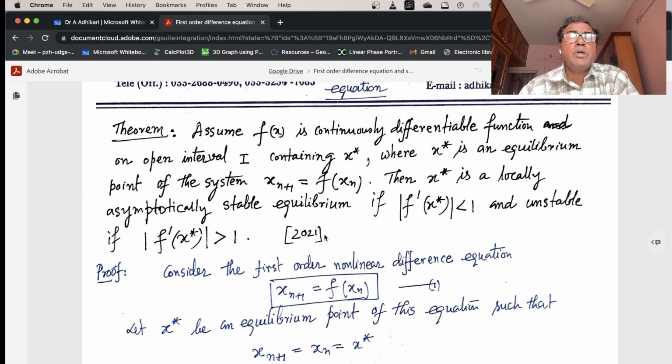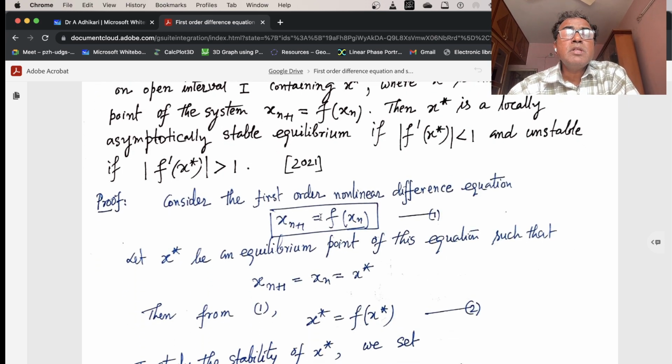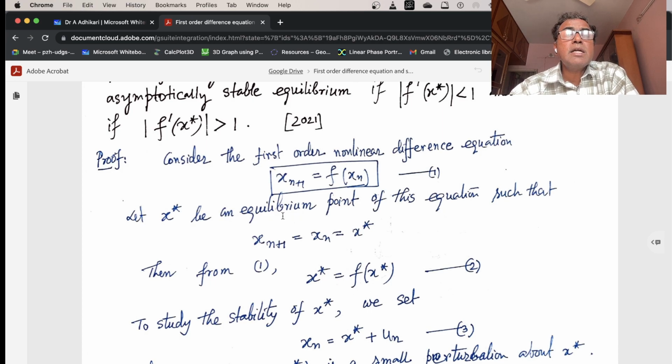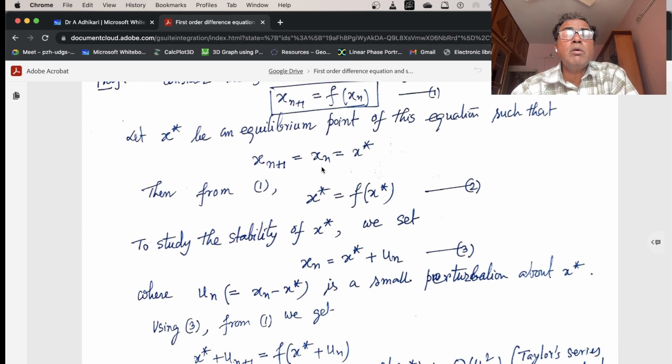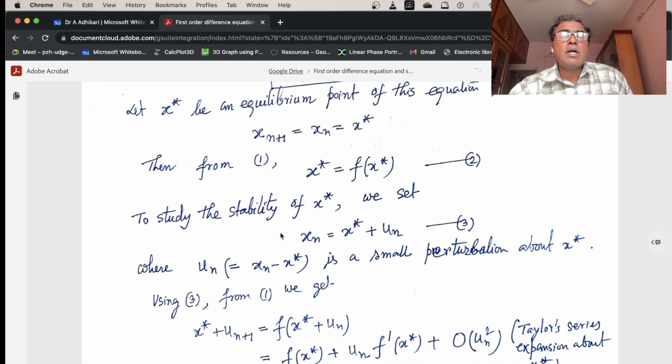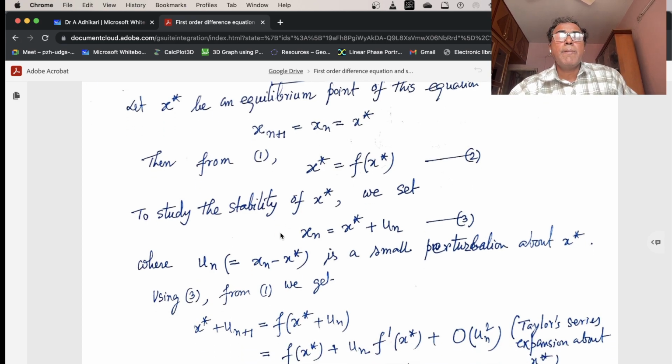This is a 2021 CU question. Consider this equation 1, and let's start with the equilibrium point of this equation. We put x_{n+1} equal to x_n equal to x star, so x star equals f of x star. Now we study the stability of x star.